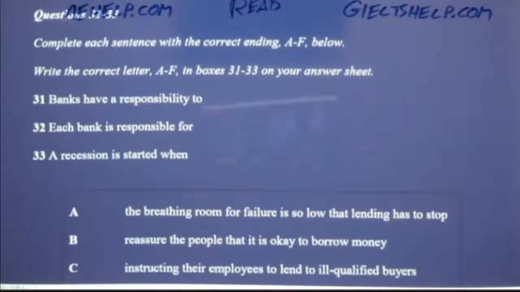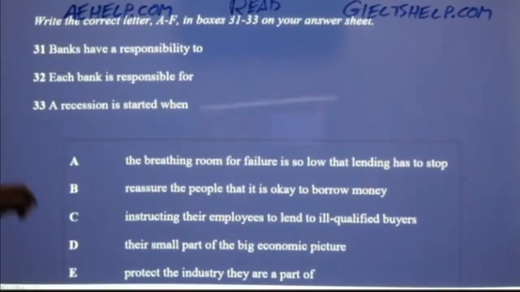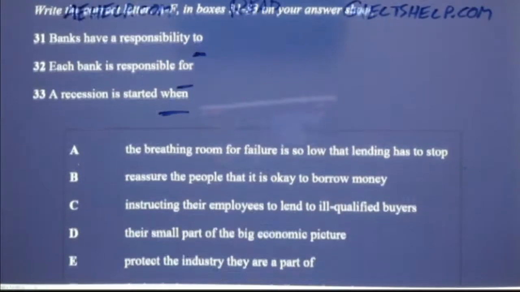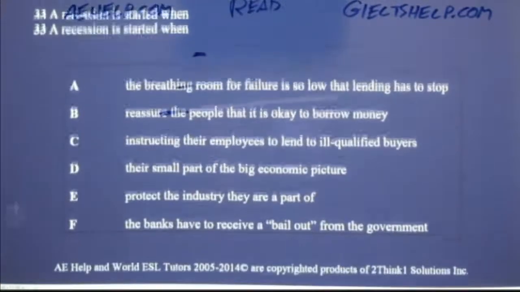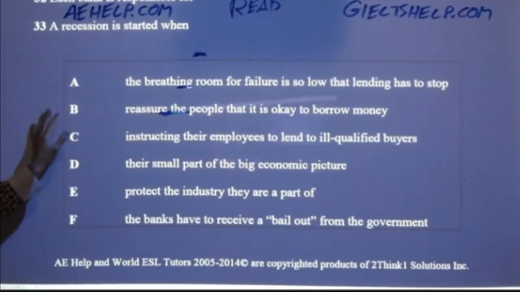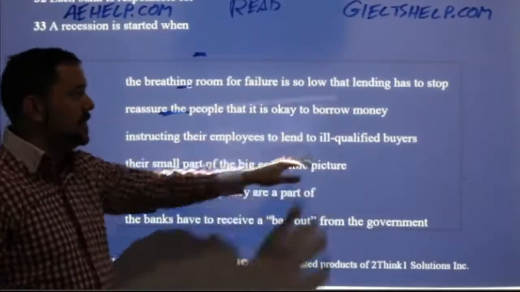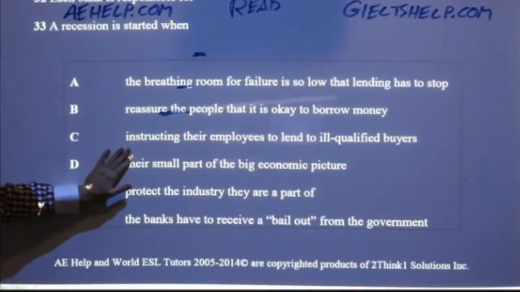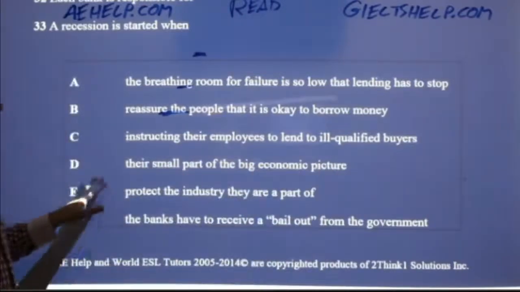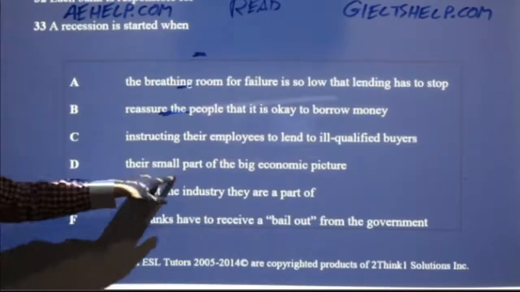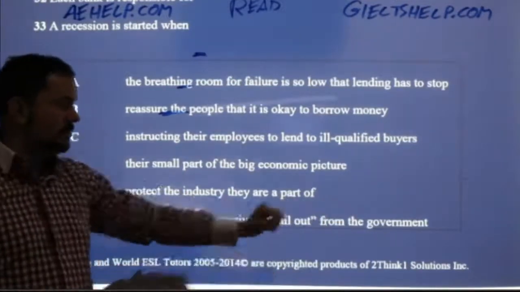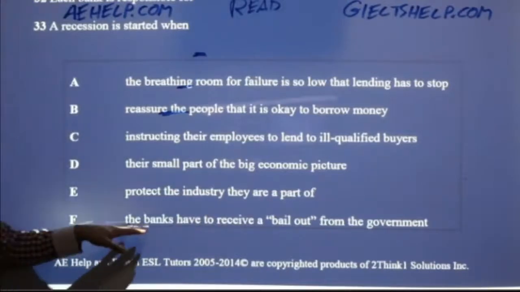Okay, so let's see if there's something that matches. Now, pay attention to these prepositions and words that are joining, because that will help to figure out the right one. So banks have a responsibility to the breathing room. Nope, to the breathing room doesn't make sense. Banks have a responsibility to reassure the people that it is okay to borrow money. Maybe. Doesn't seem to match information in the passage, but maybe. Banks have a responsibility to instructing their employees to lend. Nope, definitely not. Banks have a responsibility to their small part of the. Nope. Banks have a responsibility to protect the industry they are a part of. That looks really good.